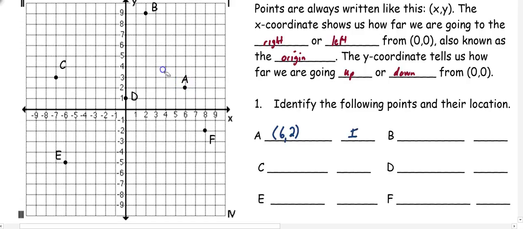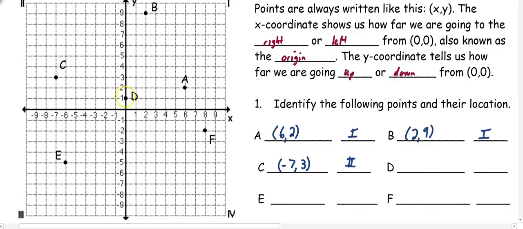For point B, it is up here at the top. The x-coordinate is 2, the y-coordinate is 9, so our point is 2, 9, and again this is in the first quadrant because both points are positive. C is over here in the second quadrant, and for C we line up with negative 7 and 3, so the coordinate would be negative 7, 3.